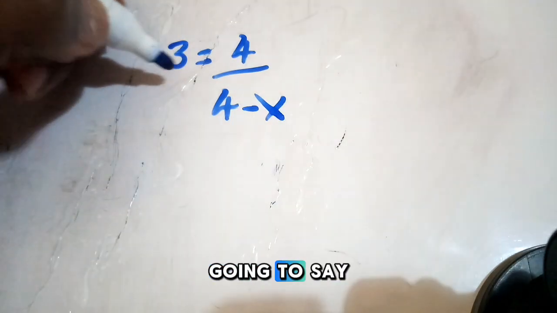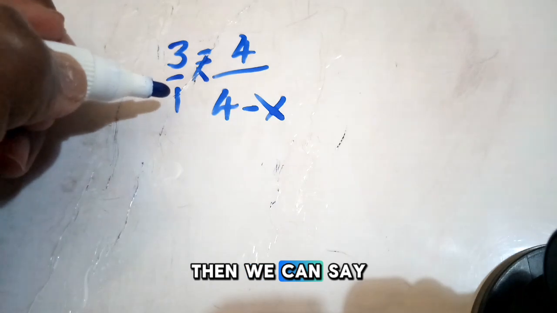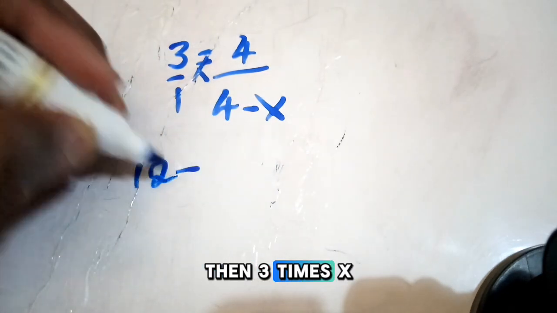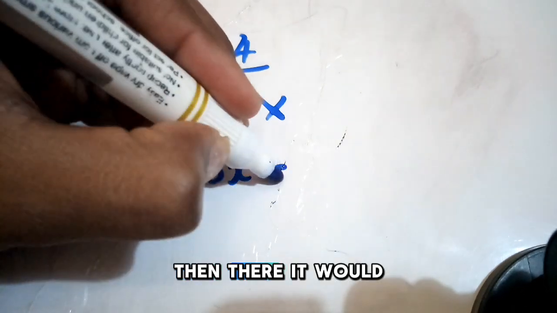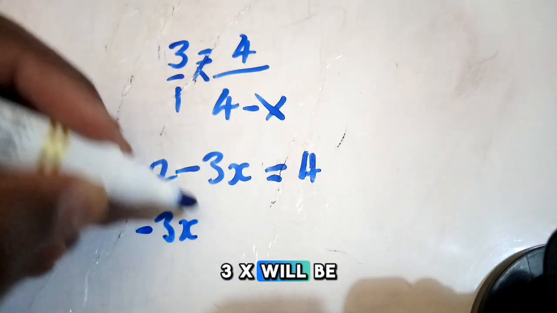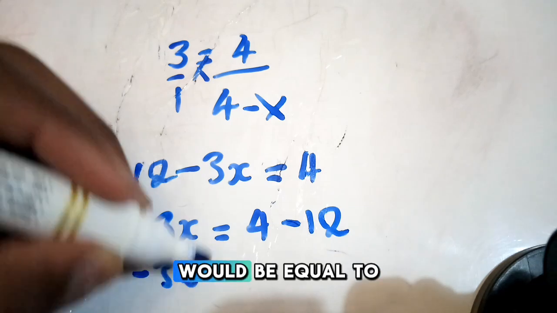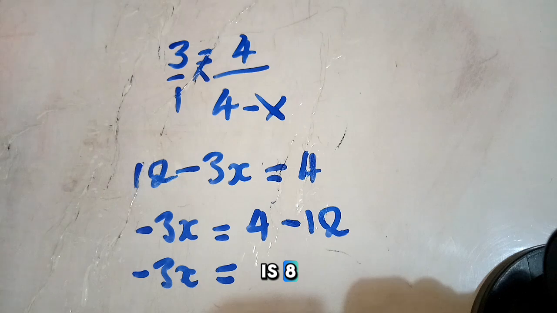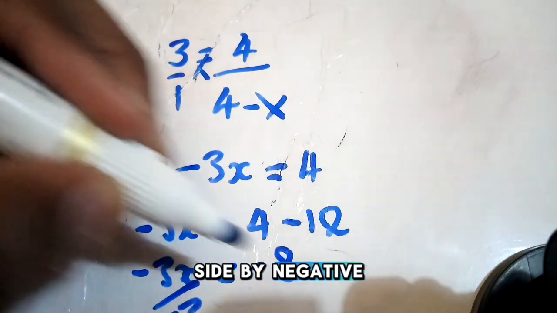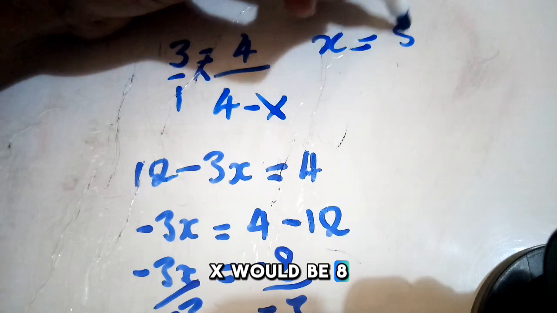So now we're just going to put the 3 over 1, and we can simply cross multiply. Then we can say 3 times this down here. So we'd say 3 times 4, which is 12. Then 3 times x would be 3x. Then there it would be 4. Now, we're just going to take that side, then negative 3x will be equal to 4 minus 12. Then negative 3x would be equal to, so 4 minus 12 will be negative 8. Then we divide each side by negative 3. So our value for x would be 8 over 3.